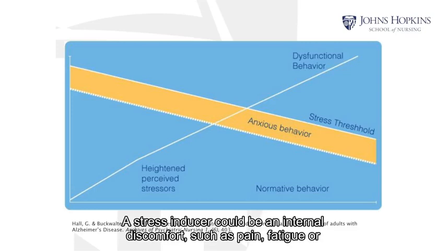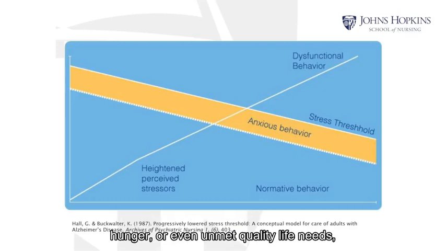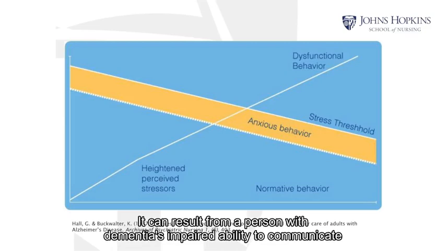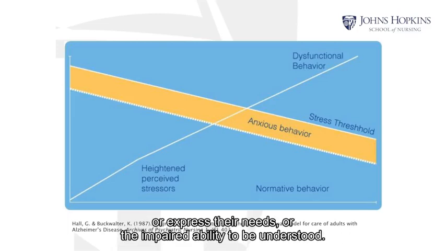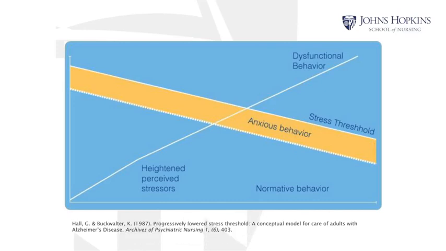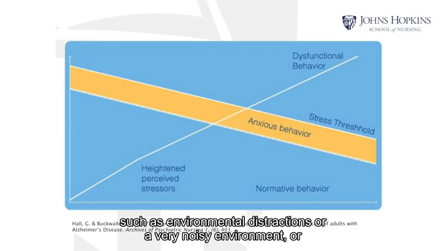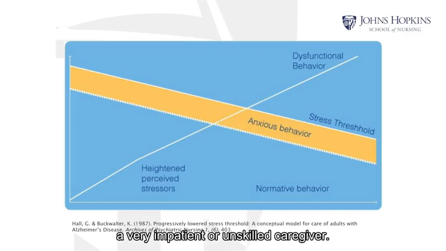A stress inducer could be an internal discomfort such as pain, fatigue, or hunger, or even unmet quality of life needs such as the need for attention or intimacy or friendship. It can result from the person with dementia's impaired ability to communicate or express their needs, or their impaired ability to be understood. These stressors can also come from external sources such as environmental distractions or a very noisy environment or a very impatient or unskilled caregiver.